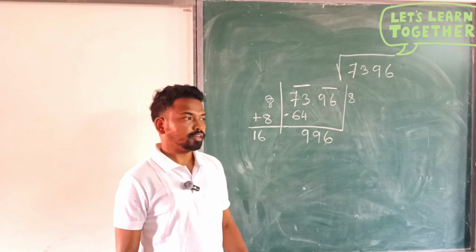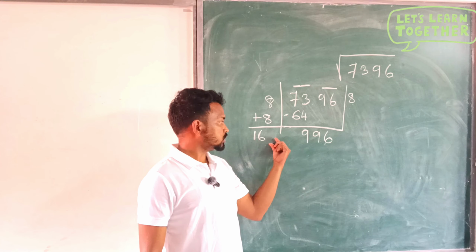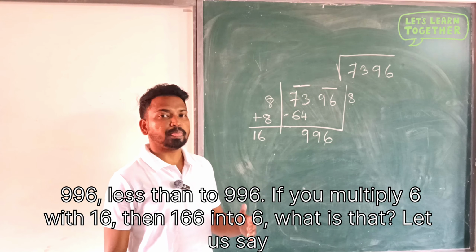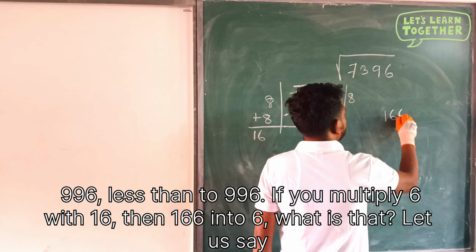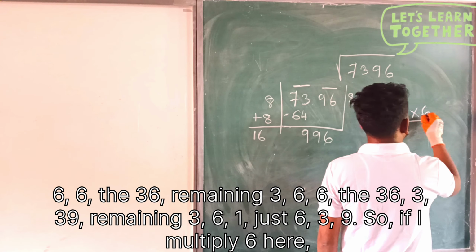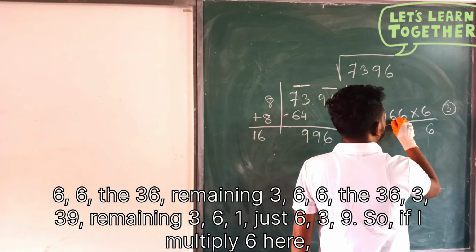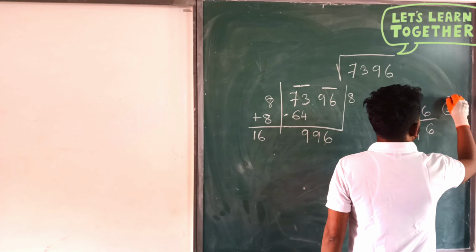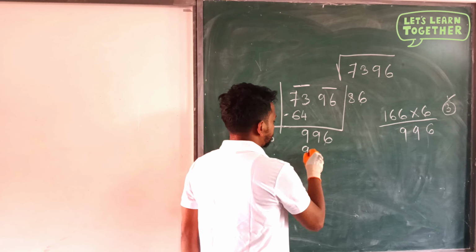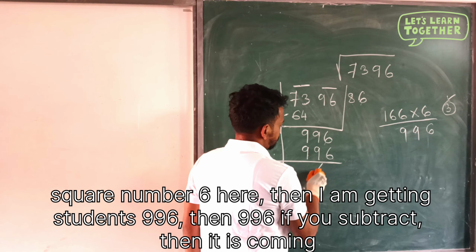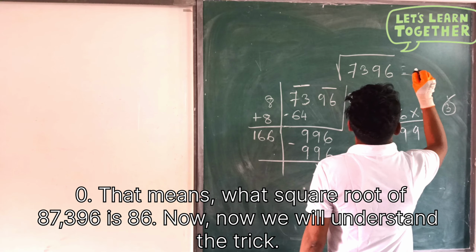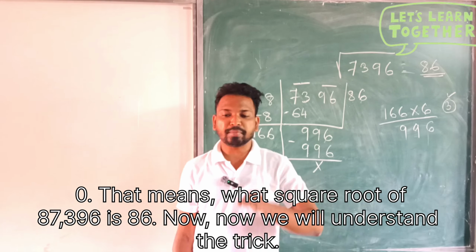So you just do the multiplication. Take such a number with 16, by which you multiply, it should come to 996 or less than 996. If you multiply 6 with 16, then 166 into 6, what is that? Let us see. 6 6s are 36, remaining 3, 6 6s are 36, plus 3 is 39, again remaining 3, 6 1s are 6, plus 3 is 9. So if I put 6 here and multiply, then I am getting, students, 996. Then 996, if you subtract, it is coming 0. That means the square root of 7,396 is 86.